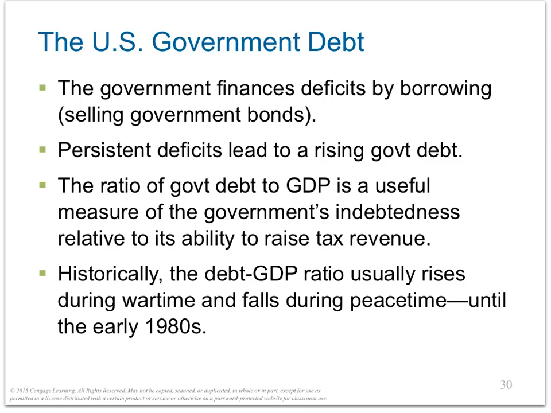And when we look at the US government debt, the government finances deficit by borrowing, selling government bonds, and there is persistent deficit that leads to a rising government debt. The ratio of government debt to GDP is a useful measure of the government's indebtedness relative to its ability to raise tax revenue. And historically, the debt-GDP ratio usually rises during wartime. You may expect that because the government spends for national defense, and falls during peacetime until the early 1980s.